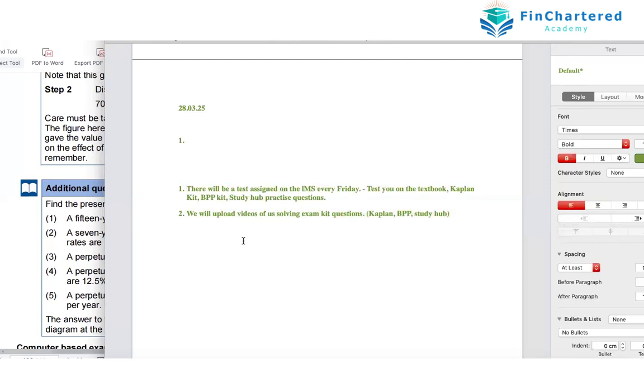Once the test is assigned on the LMS, you will be informed. Give me one minute. Again, I'm giving instructions to my team right in front of you, so you know how it works.